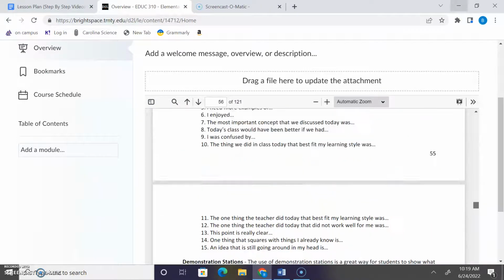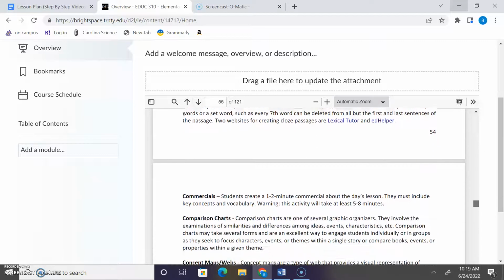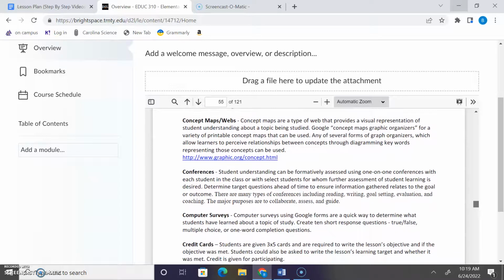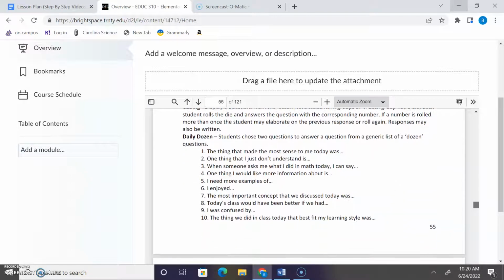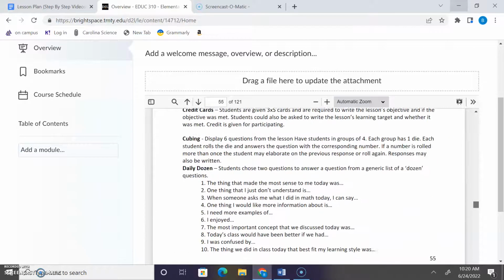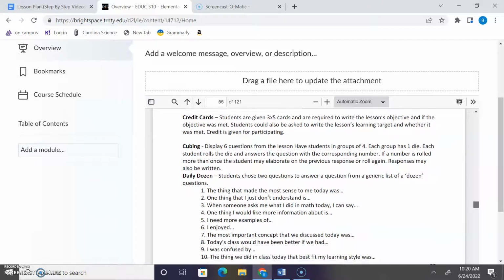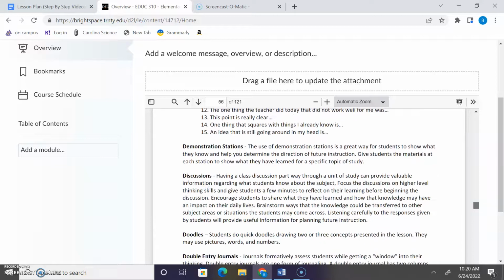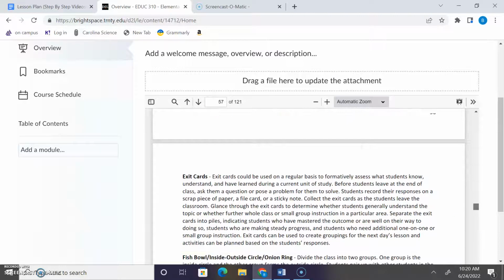Okay, again, go back to page 54. You can use any of these. And you all, I've said this to a couple people, but these are here for a reason. You do not have to reinvent the wheel. There's some really cool things like credit cards. You're given an index card and you have to write the objective. And if the objective was met, they could rewrite the lesson target and whether it was met, right? So you would get credit if you participate. Cubing, daily dozen, demonstration, doodles. Okay, there's lots of things that you could do.